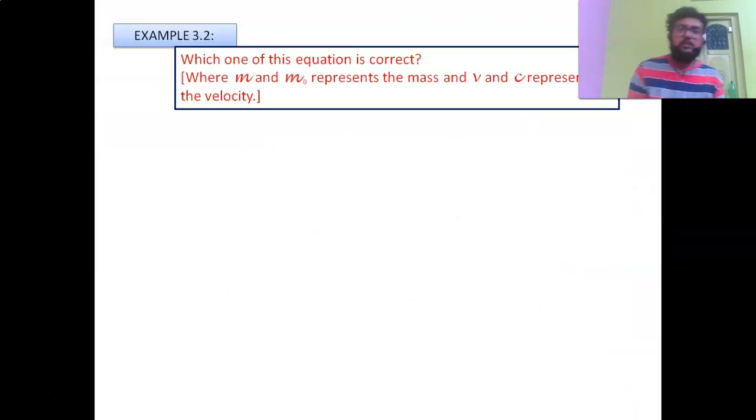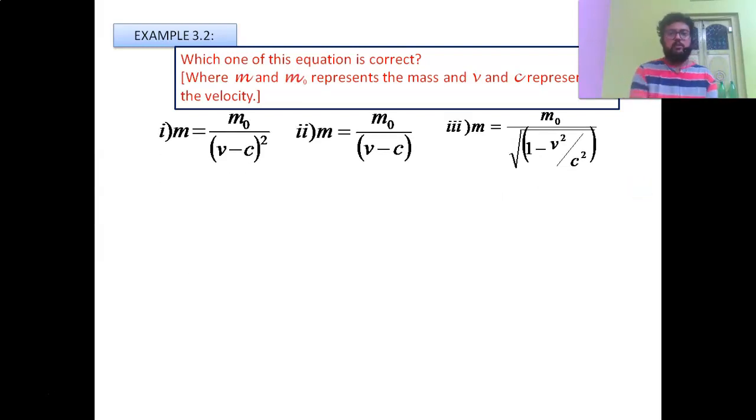Here it is given that in an experiment the mass and velocity v and c and mass m and m0 are related by these three equations. Now which one of them is correct? To do that we will use the previous knowledge again.